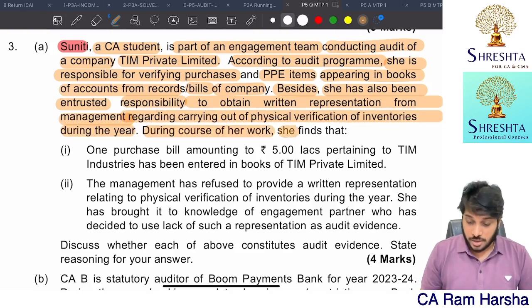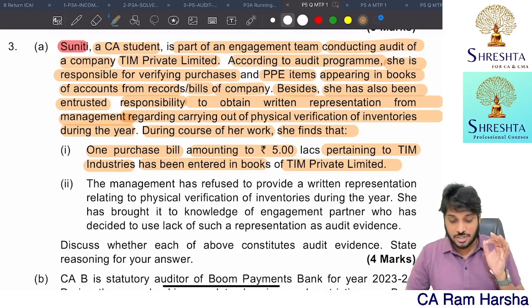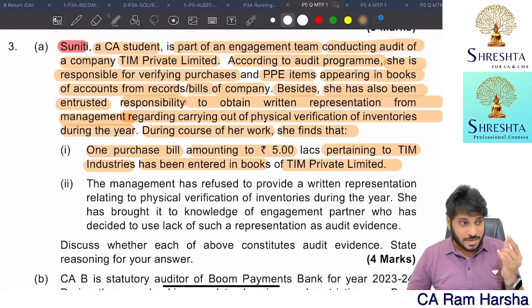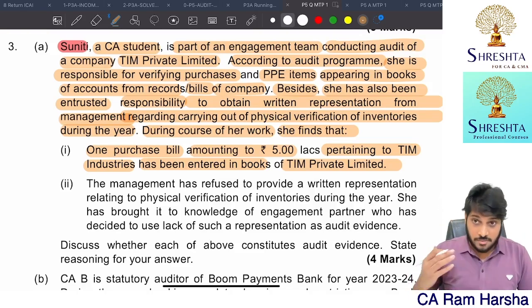During the course of her work, she finds that one purchase bill amounting to 5 lakhs pertaining to TIM Industries has been entered in the books of accounts of TIM Private Limited. Okay, two companies were there. One is TIM Industries, another one is TIM Private. Probably these two are associate concerns. Books of accounts are commonly maintained at one location for these two entities. So one entity's purchases were wrongly entered in another company where we are doing the audit.